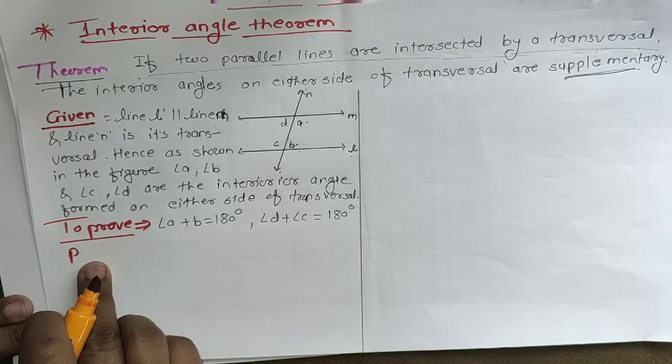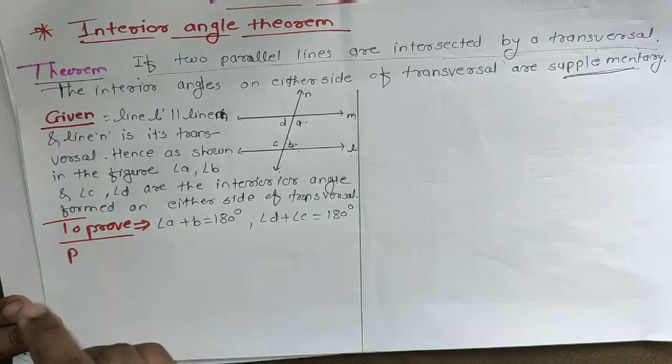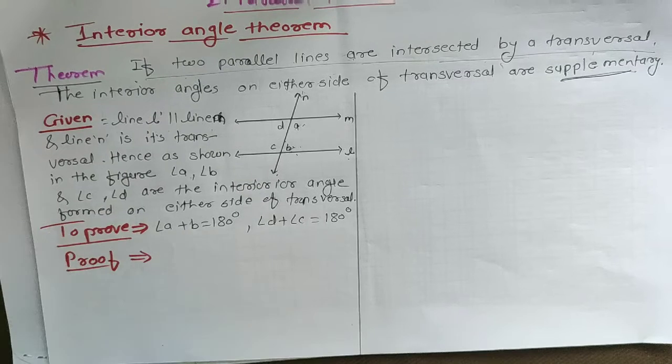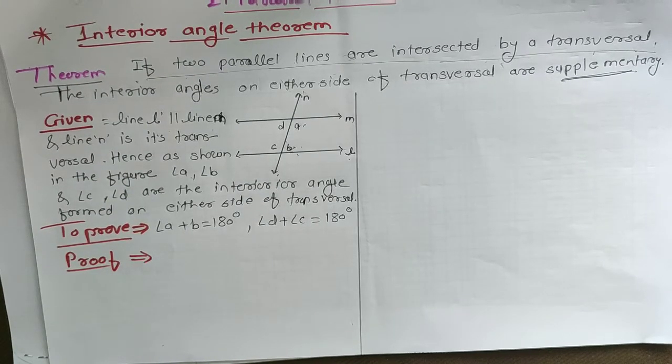If there is a construction, we write the construction first. Here construction is not there, so I am directly writing the proof. And if it has a construction, what do we have to do? We have to write the construction, and then the next point, the proof, will come.